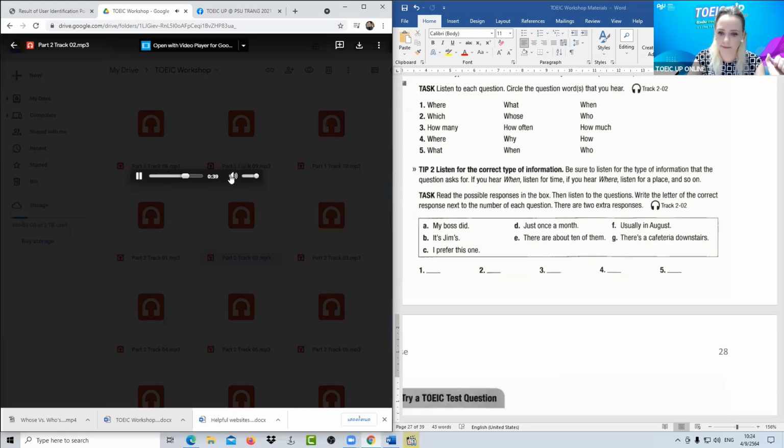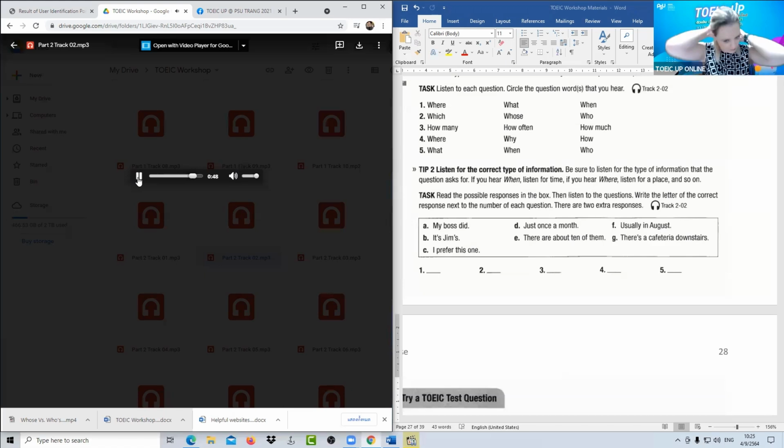Number 4. Where can we have lunch? Answer? G. G is correct. G. There's a cafeteria downstairs. Where can we have lunch? You can have lunch at the cafeteria, and the location is downstairs. Good. And the last one.